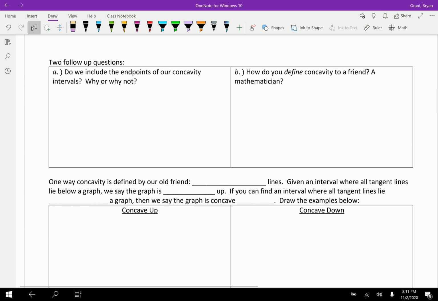Question 1, do we include the endpoints of our concavity intervals? Why or why not? I'm actually going to come back to this one once we define concavity, so remind me if I forget. That's a joke. I hope I don't forget. You can tell me on the YouTube comments if I do.